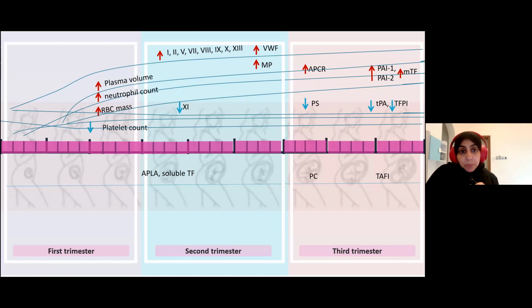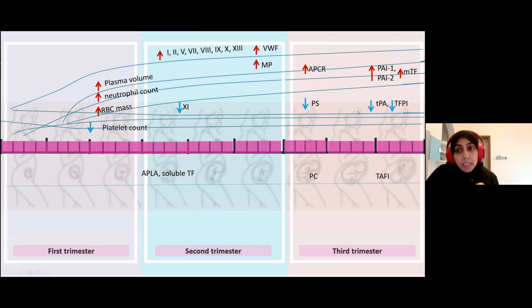Coming to the coagulation factors, as you can see, most of them will be upregulated during pregnancy, with the exception of factor 11, which will be reduced by about 20 to 30%. Coming to the adhesive molecules, von Willebrand factor will be upregulated, as well as microparticles. For the natural anticoagulants, activated protein C resistance will be increased during pregnancy, and the level and activity of protein S will be reduced, with the level of protein C remaining unchanged.